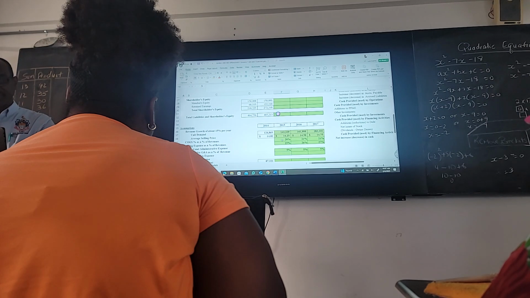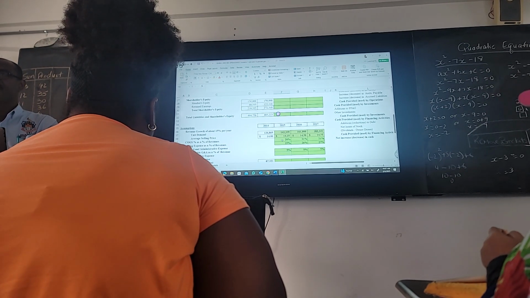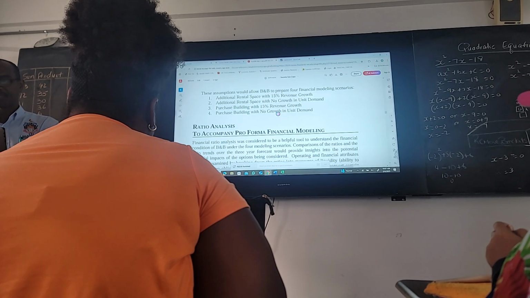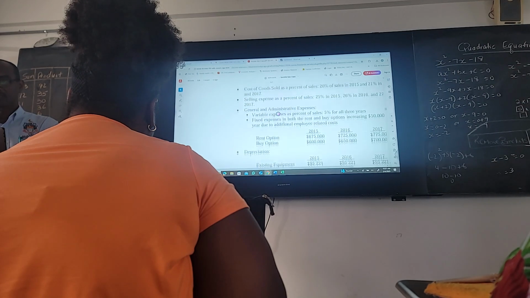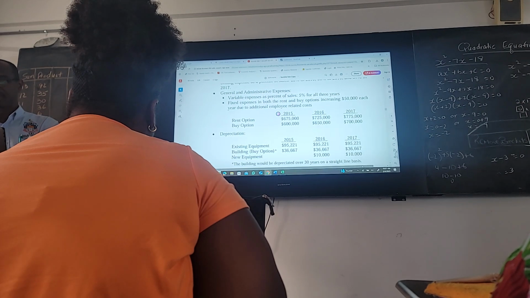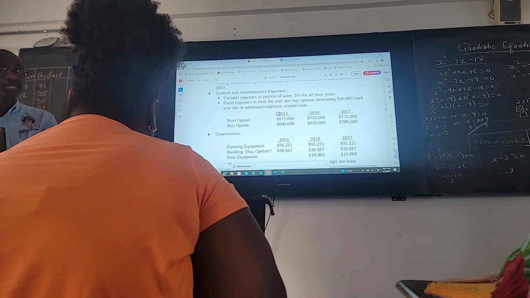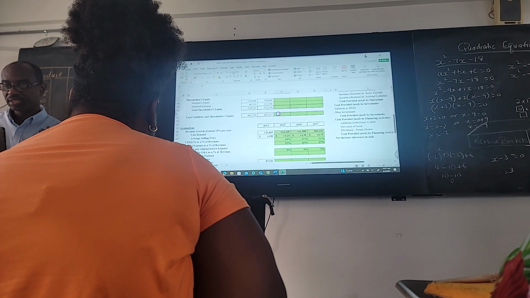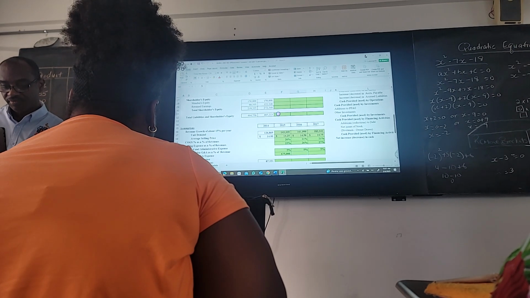And fixed general and admin expense. Increasing by 50,000. 50,000 each. Okay, so how is that set up? So we're doing the rent option first with 15% growth, right? So this is what it looks like. 675,000, then 725, and then 775.